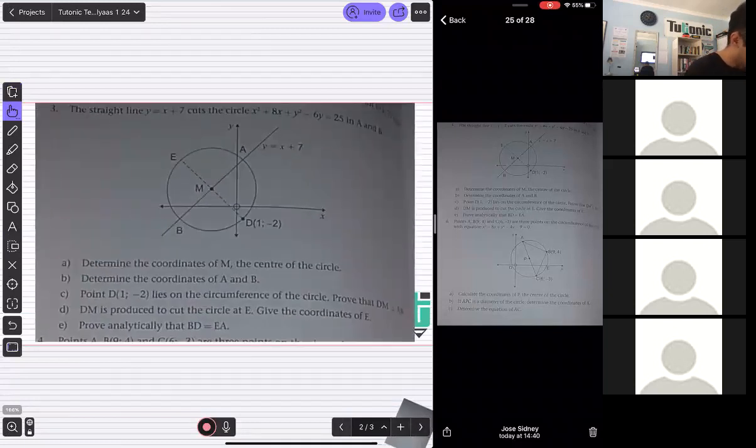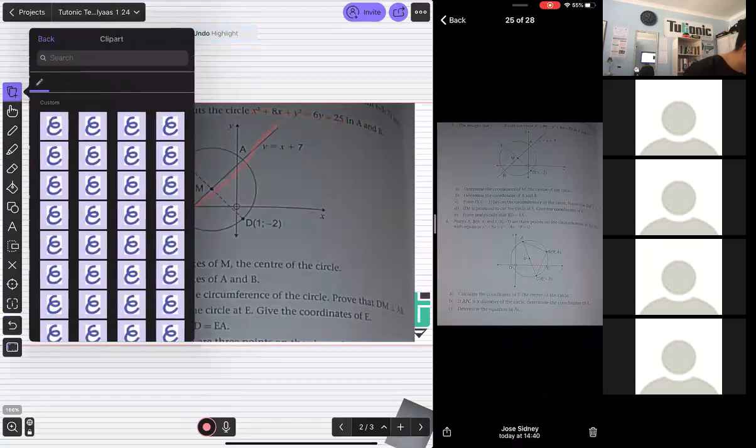Okay. So the straight line y equals x plus 7, this is the graph y equals x plus 7 over here, cuts the circle in A and B. Now, guys, there is a concept video that I want you to watch, because do you see how this equation of the circle is not your normal equation? It's not the normal equation of a circle.